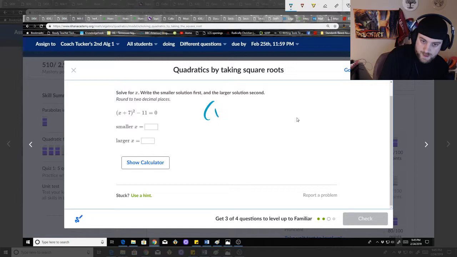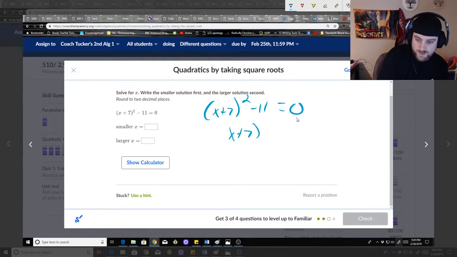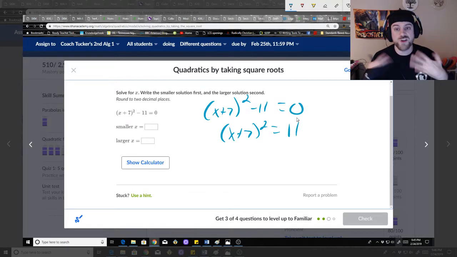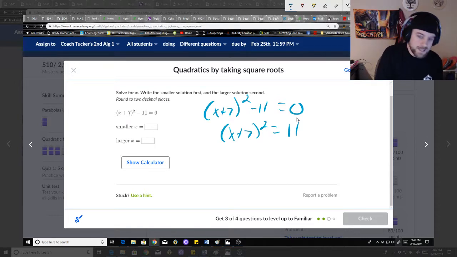So we've got (x + 7) squared minus 11 equals 0. The other thing I want you to notice about these problems is that we're always equaling a positive number. If negative had been 11, you can't take the square root of a negative number. Remember that. So this would actually have no zeros or no solutions. But we can take the square root of 11.